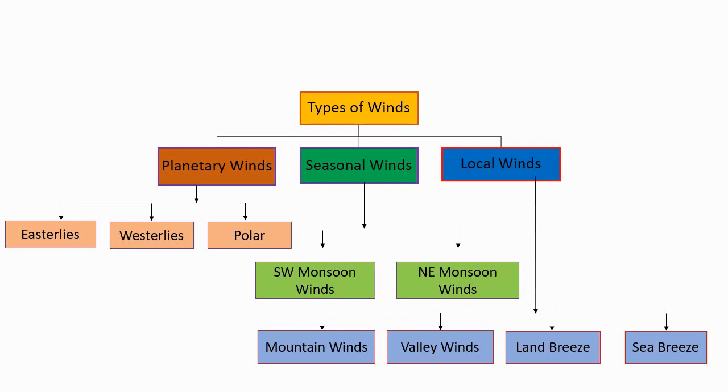Under seasonal winds, we have two types: southwest monsoon winds and northeast monsoon winds. And under local winds, we have four types: mountain winds, valley winds, land breeze, and sea breeze. Let us discuss each type in detail.